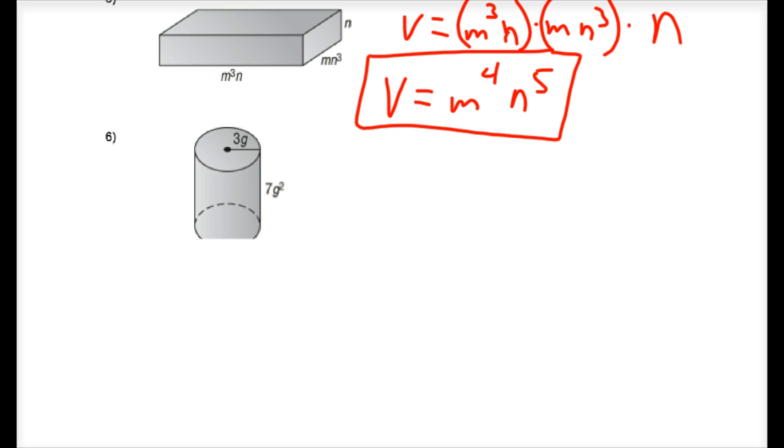Do you guys know the volume of a cylinder? Henry, what is it? Is it pi r squared times the height? Yeah, you were right. How'd you know that? We did it last year. Pi r squared times the height. Very impressive, Henry.